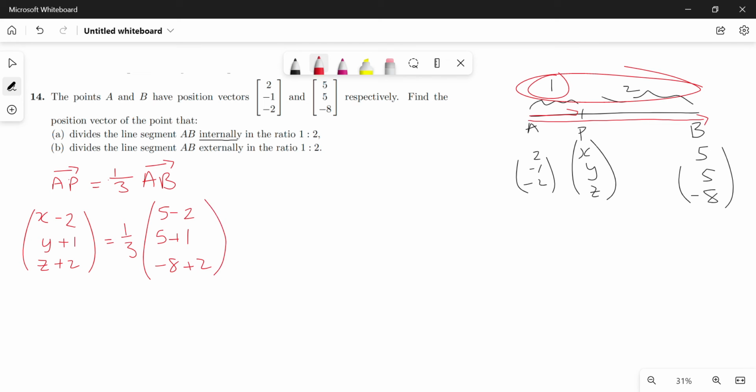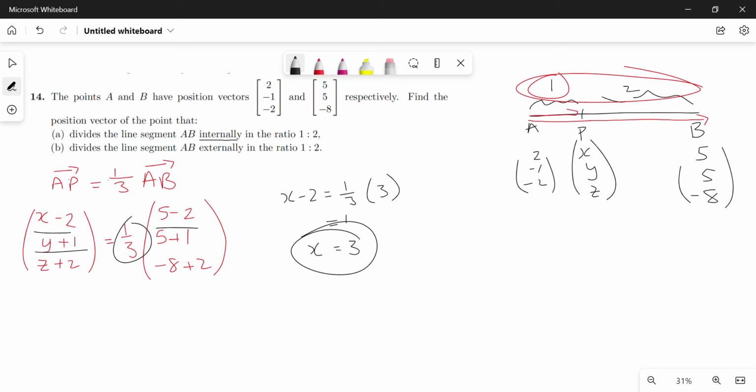So I've got that. So if we want to take each one separately now, X minus 2 is a third of 5 minus 2. So X minus 2, for example, is a third of 5 minus 2, which is just 3. So we get a 1 there, so X equals 3. I'll just circle that so I know I've done it. So taking the Y's, we've got Y plus 1 is equal to a third of 5 plus 1, which is 6, so that's going to be a 2. So Y equals, when I subtract 1, Y equals 1.